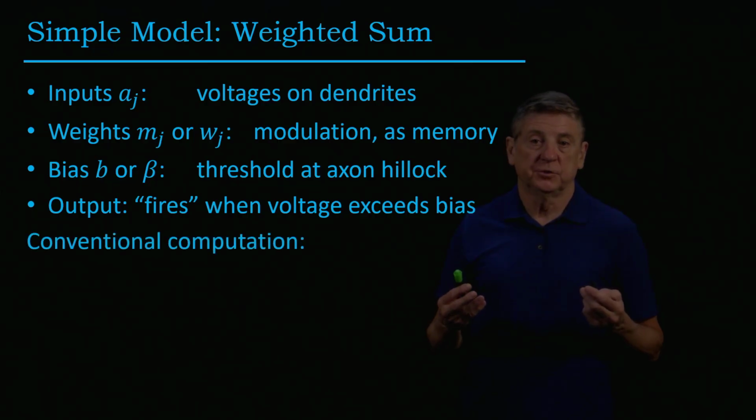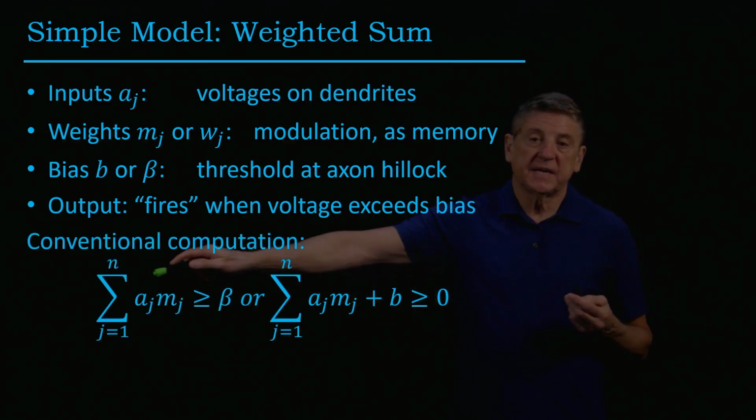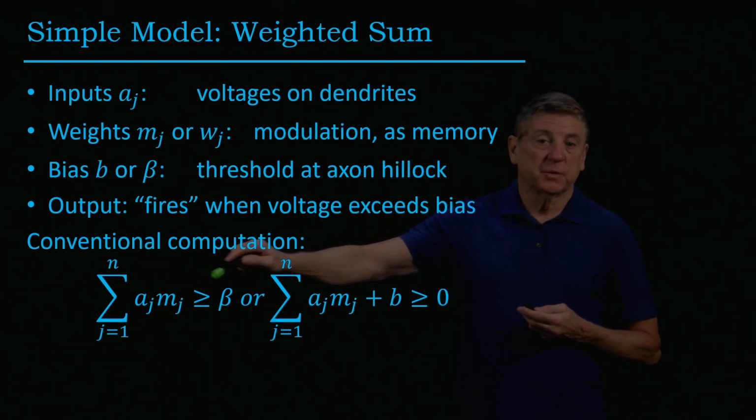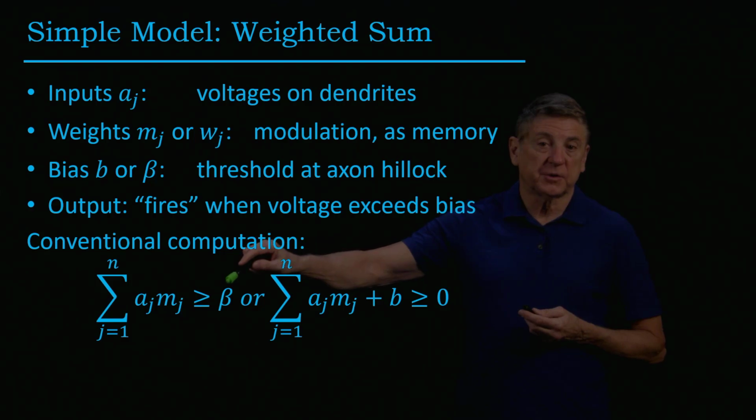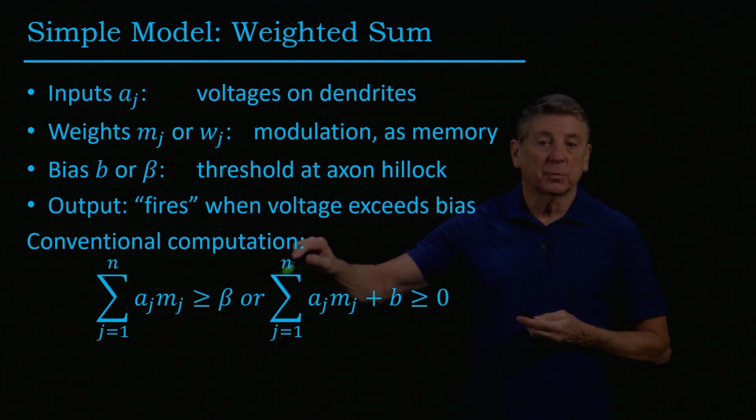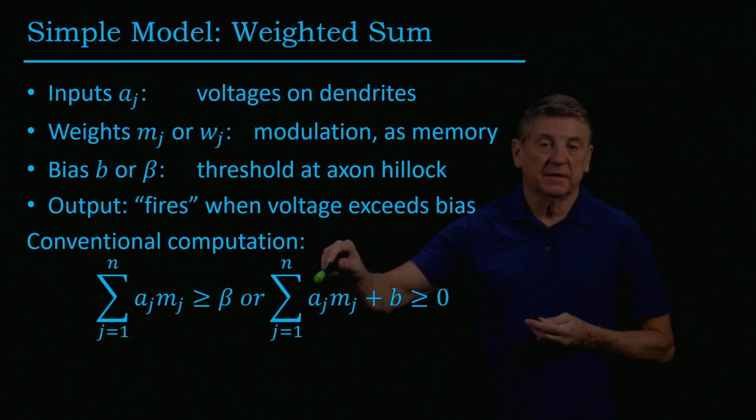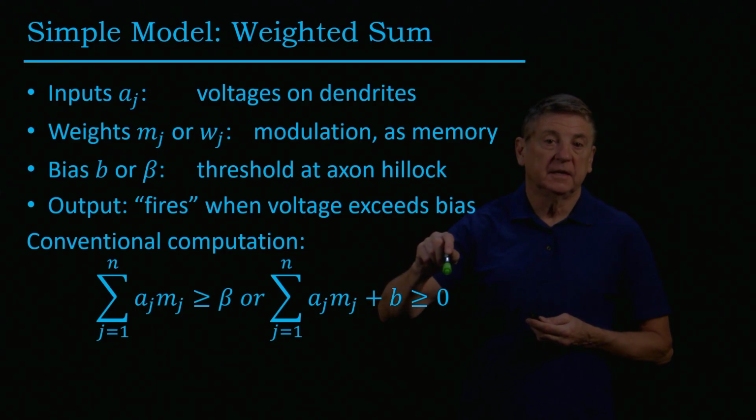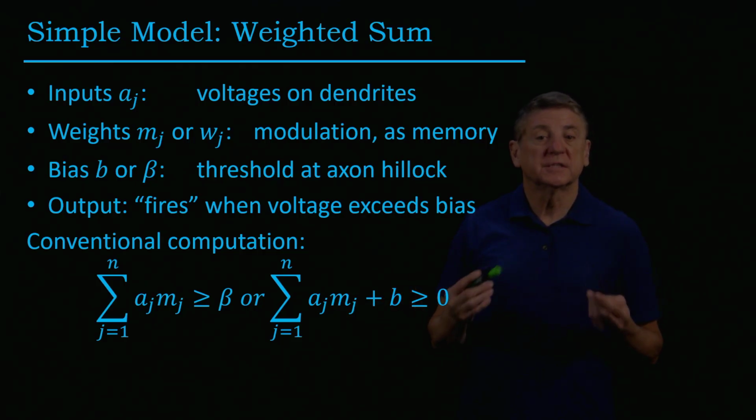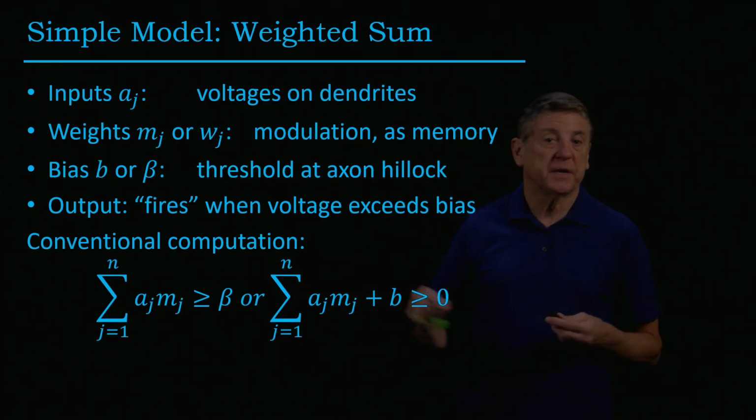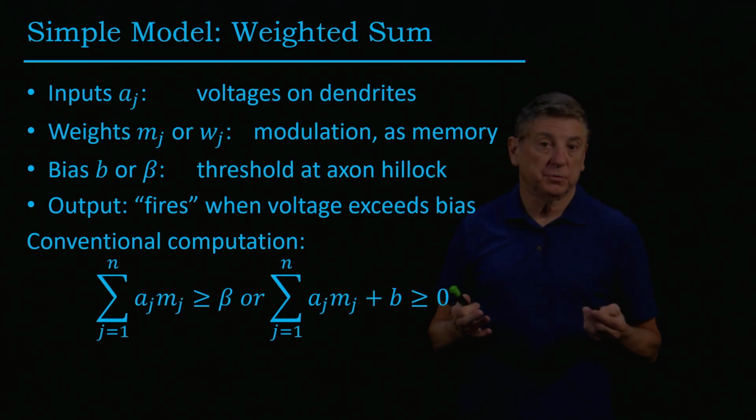So we can write this in two ways. One way is we can say that each of the original inputs is multiplied by a weight, and the cell fires when this is greater than or equal to the threshold in the axon hillock. Another way to put this is to say that when we multiply the inputs by the weights and then add a bias value, then when that's greater than or equal to 0, the cell is going to fire. So in this case, we see that b equals minus beta, which is a very typical way to do things in linear algebra.